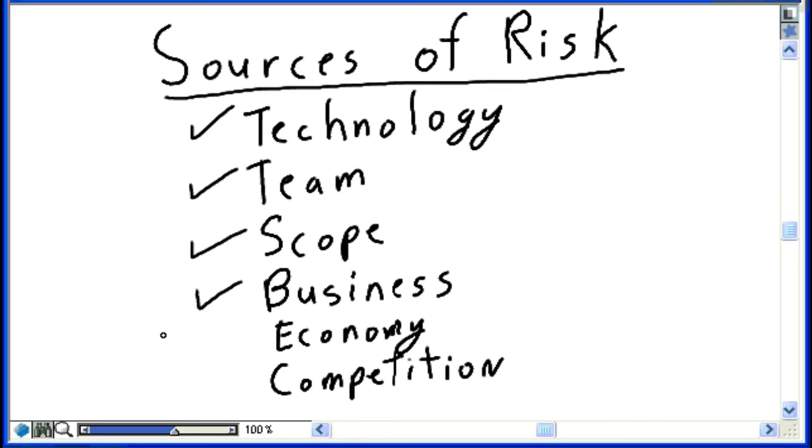What's the current state of the economy? When the economy is good, there's typically more money available for projects, therefore less focus, less scrutiny on projects. When the economy is poor, there is absolute focus on projects to do more with less. Therefore, there is more risk to your project, that your project will be challenged.